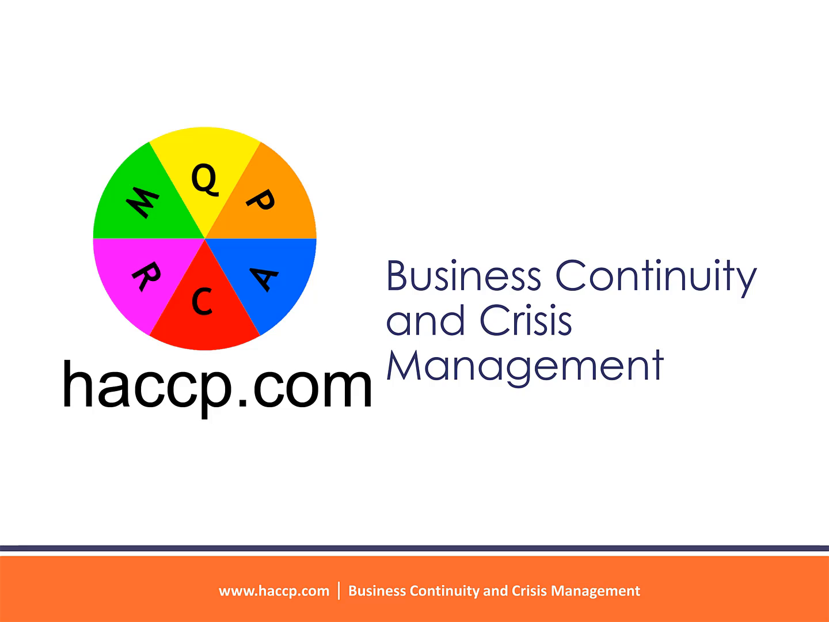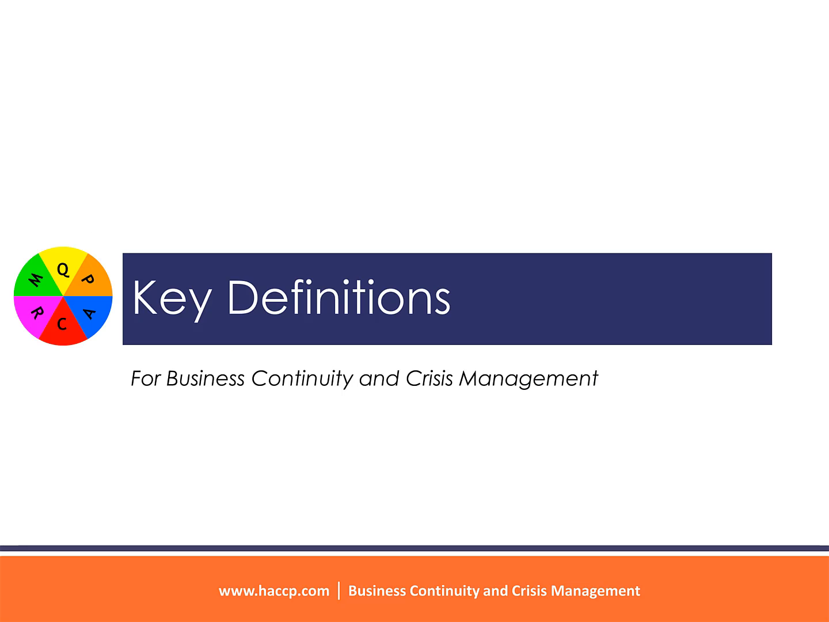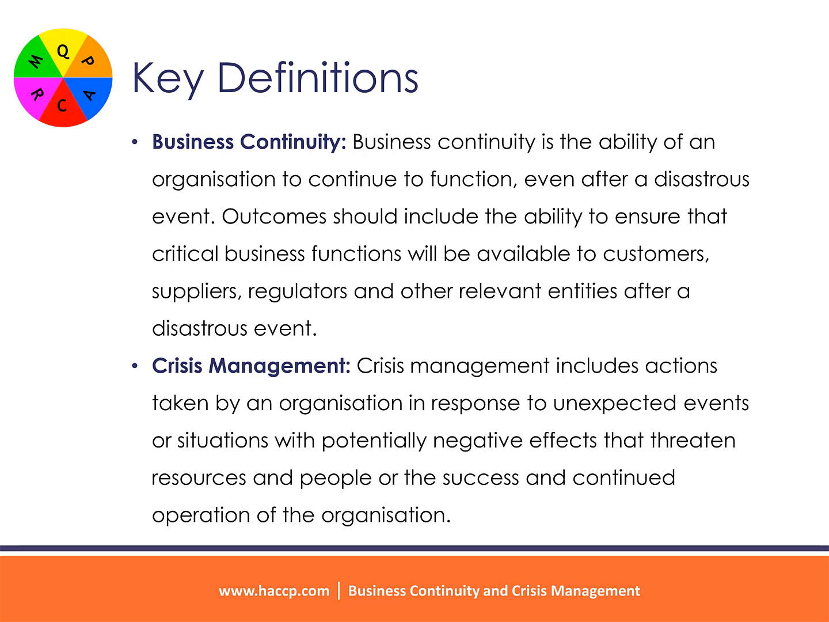Business continuity and crisis management. Key definitions for business continuity and crisis management. Business continuity. Business continuity is the ability of an organization to continue to function, even after a disastrous event. Outcomes should include the ability to ensure that critical business functions will be available to customers, suppliers, regulators and other relevant entities after a disastrous event.